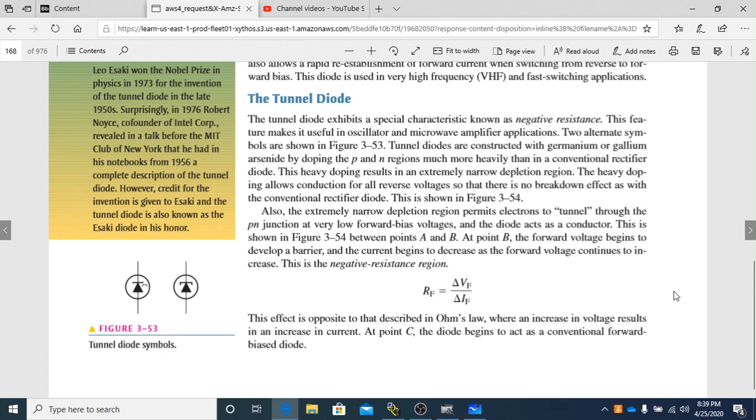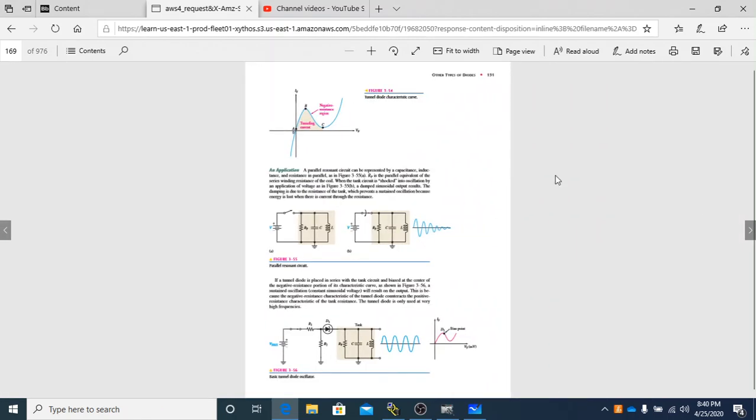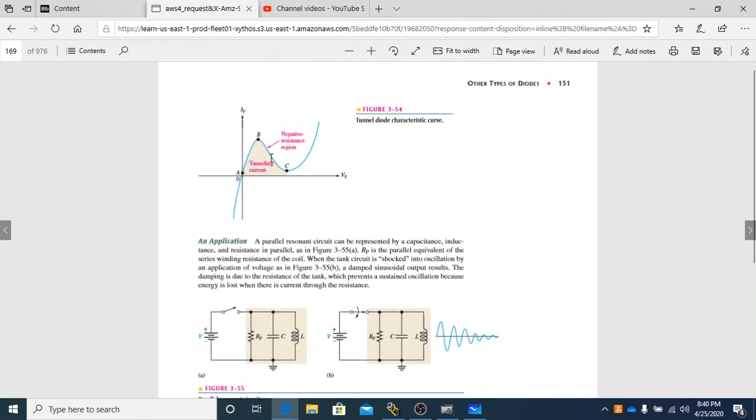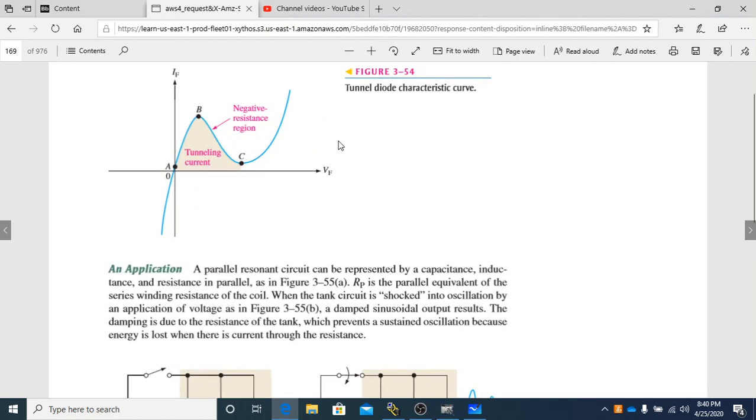Tunnel diodes are constructed with germanium or gallium arsenide by doping the P and N regions much more heavily than in a conventional rectifier diode. This heavy doping results in an extremely narrow depletion region. The heavy doping allows conduction for all reverse voltages so that there is no breakdown effect as with the conventional rectifier diode. This is shown in figure 3-54, which is here. So the characteristic curve is different than in a regular rectifier diode.